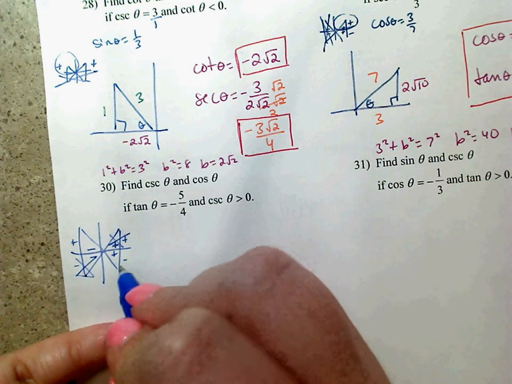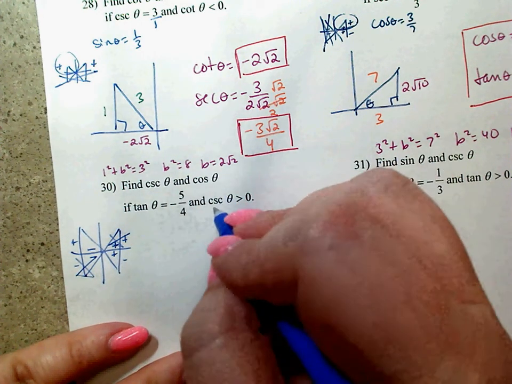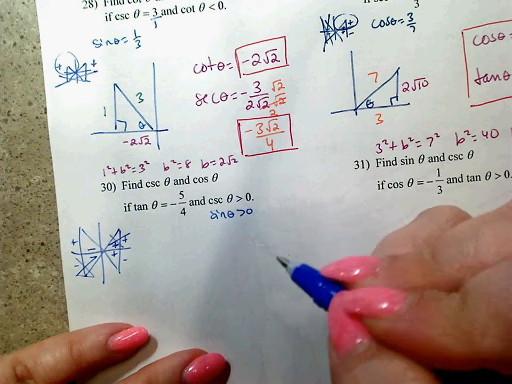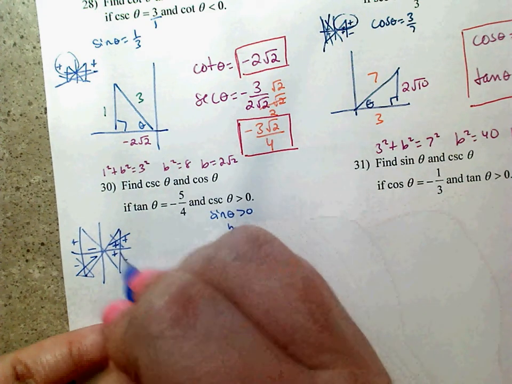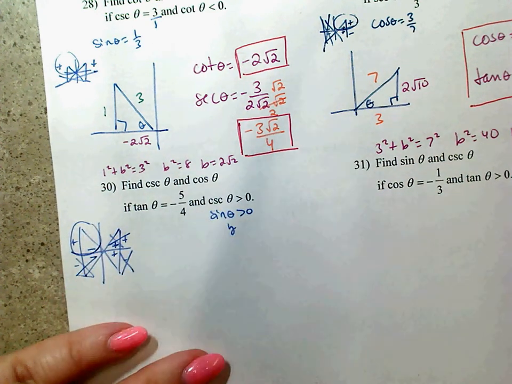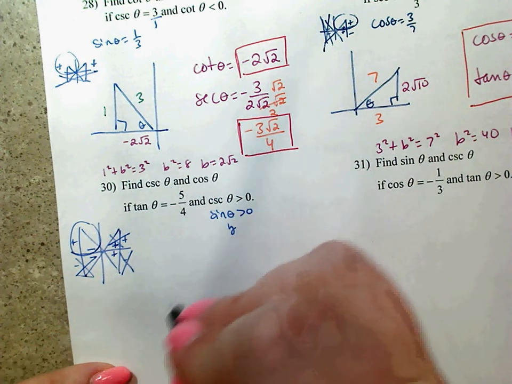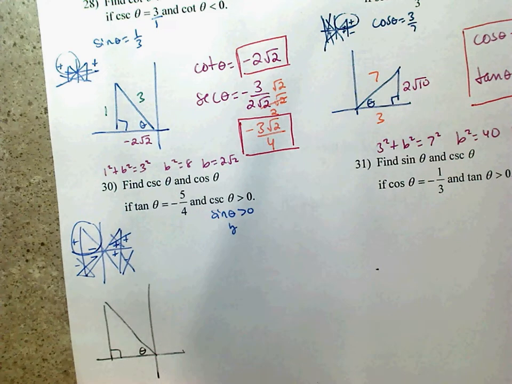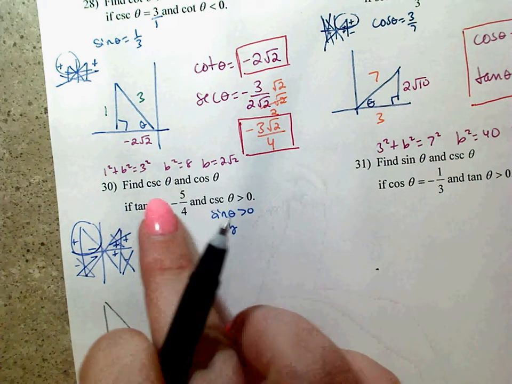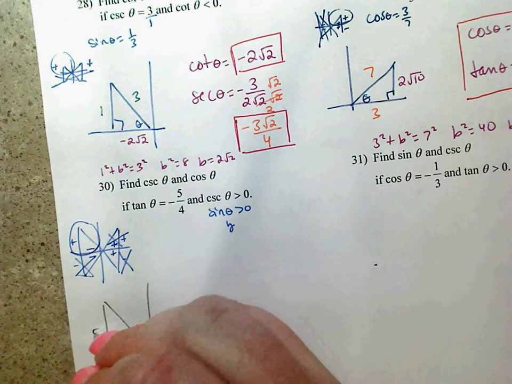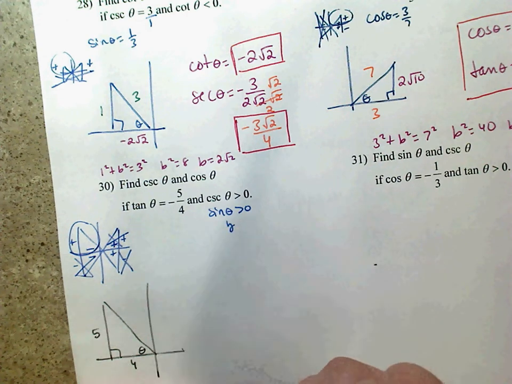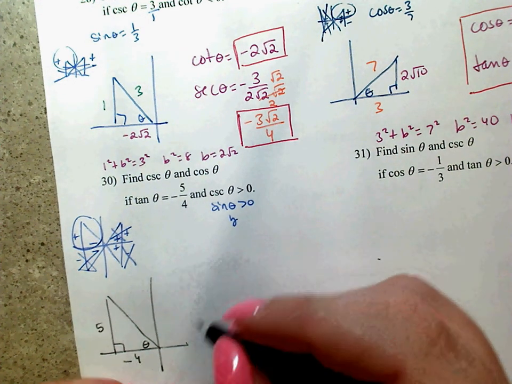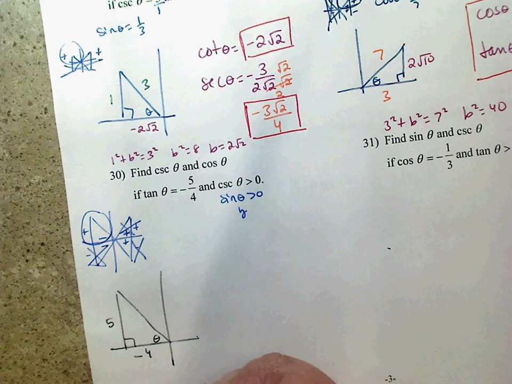But cosecant has to be positive. Cosecant is the reciprocal of sine, which means sine has to be positive. Sine's the y value, and the y value is not positive down there, so it must be in that quadrant. So I have a triangle in the second quadrant where tangent is -5/4. So I'm just going to ignore the negative for a second and think opposite over adjacent, and then one of them gets the negative, and it has to be the 4. So Pythagorean theorem, 16 plus 25 equals c squared. So that is 41. So this is the square root of 41.